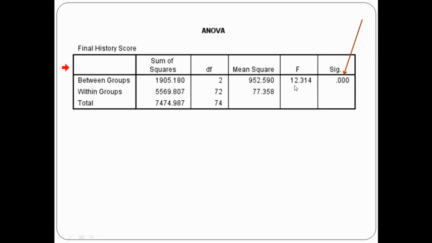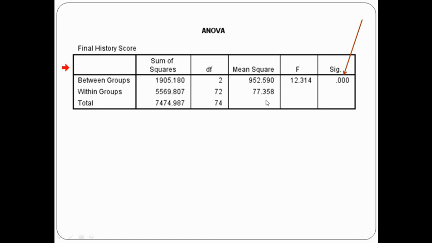Where does the F ratio come from? Where does this number come from? A cool question, ladies and gentlemen. Well, it is the product of dividing the mean square for between groups and the mean square for within groups. And if you do that, you can get an F value of 12.314.